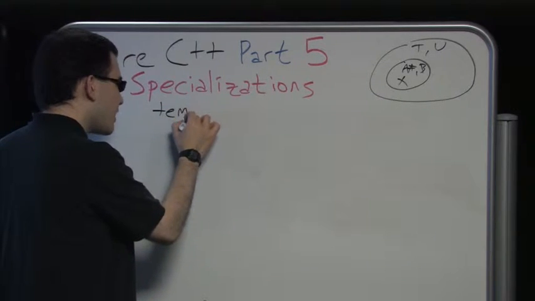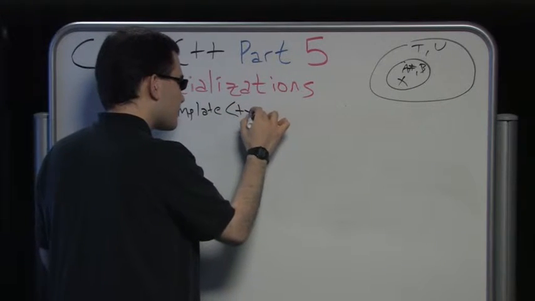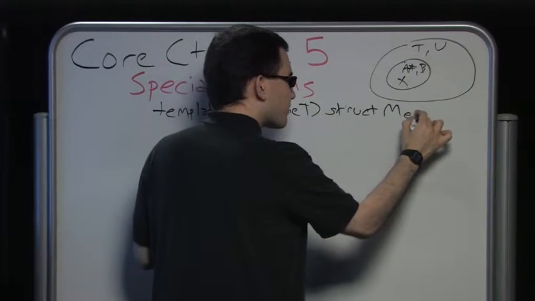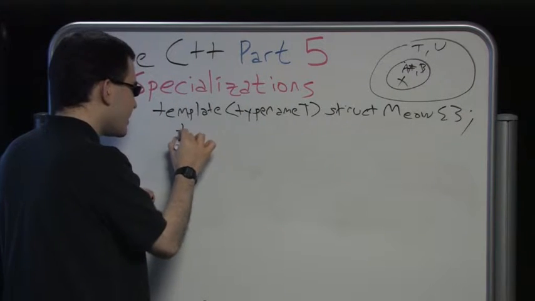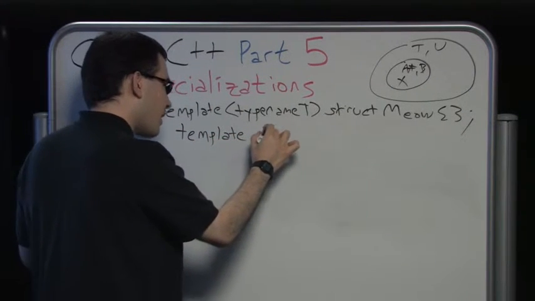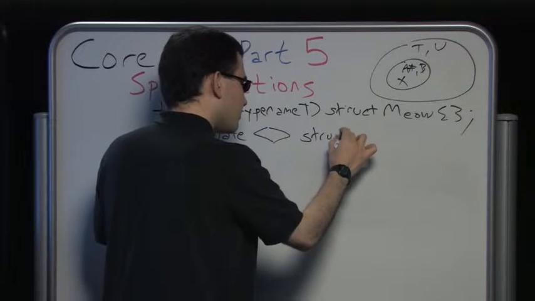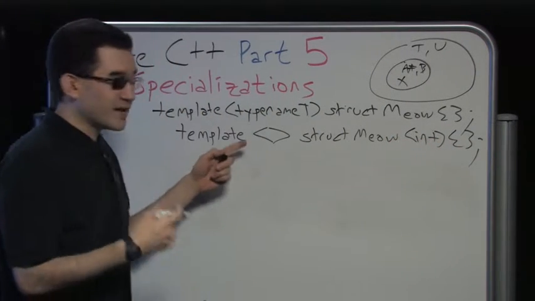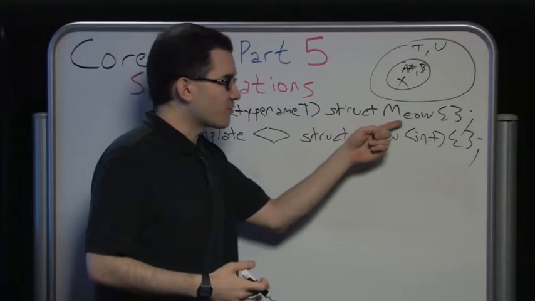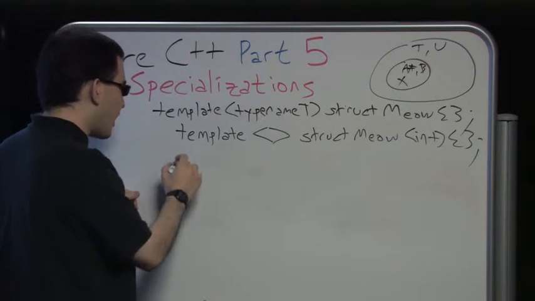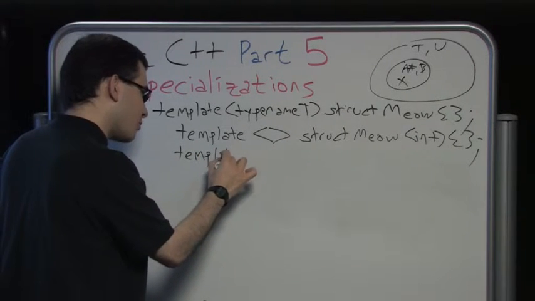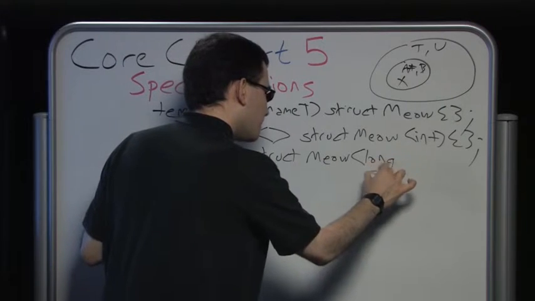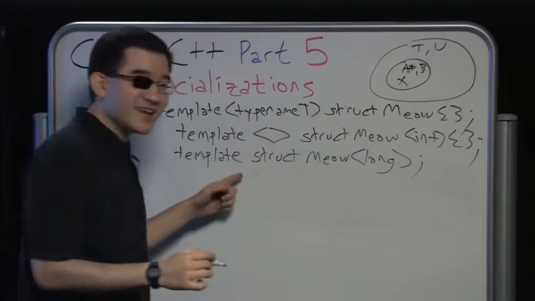So if I've got template typename T, struct meow, then if I say template, I'll just spell everything out in full here, empty angle brackets, struct meow for int. This is an explicit specialization for int that will be used whenever you request meow int. Instead, if I write template, and this syntax is somewhat rare, struct meow, and I'll put a different type here, long, whatever type, semicolon. This is not an explicit specialization.